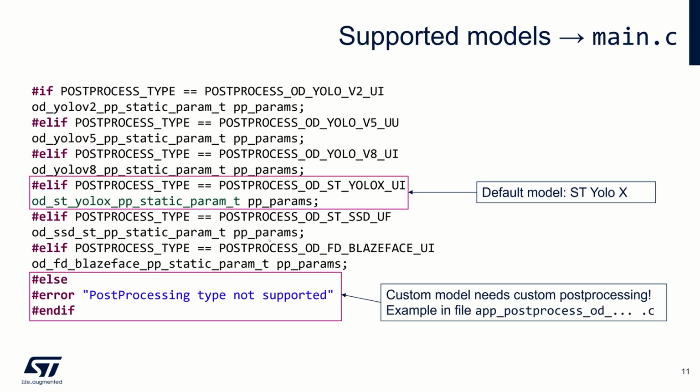So what is visible here on this slide. It is also an excerpt of main.c, the list in the source code of supported models. The active one is YOLO-X. However, also YOLO v2 is supported, YOLO v8, YOLO v5. And if you would like to integrate your own custom model, you must implement your own dedicated post-processing chain. This is a very important point. As you can see here, if the model is not on the list, the error message is displayed.